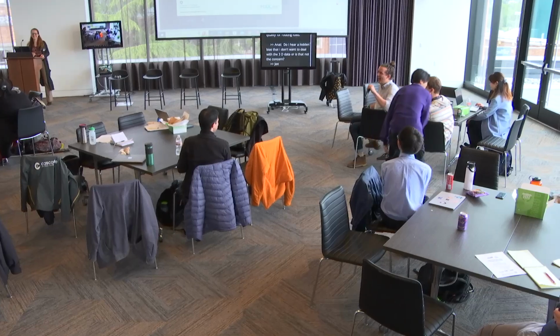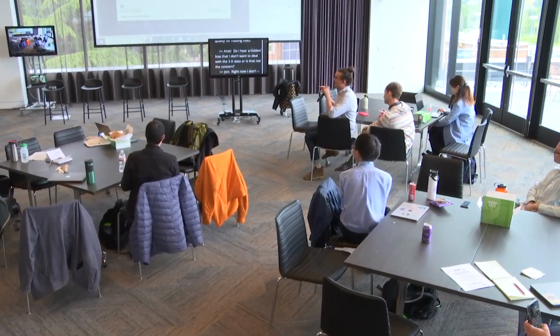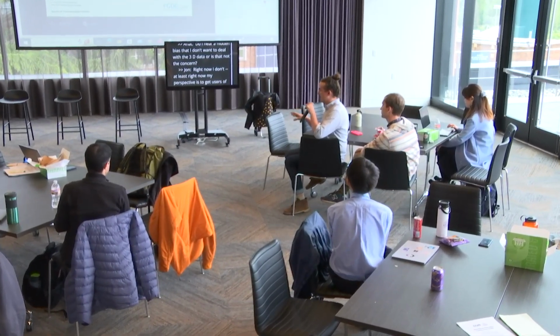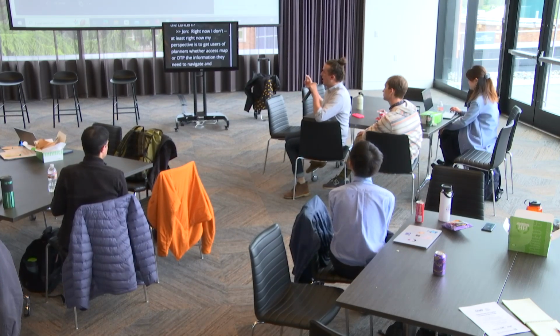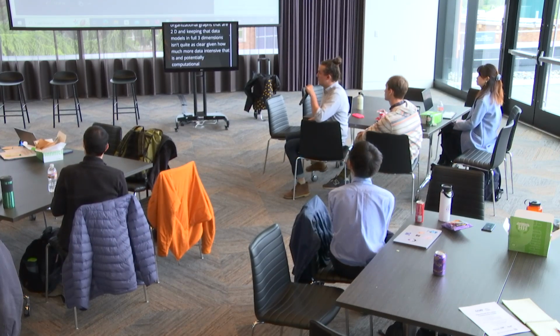Do I hear a hidden bias of "I don't want to deal with that 3D data," or is that not the concern? At least right now, my perspective is to get users of planners, whether it's AccessMap or OTP or others, the information they need to navigate. That can be done with these relational graphs that aren't truly 3D, and the value add for keeping that data modeled in full three dimensions isn't quite as clear, given how much more data intensive and potentially computationally complicated it is. But that's also the bias of what I'm working with currently. So maybe there are a lot of good use cases we haven't thought of yet.